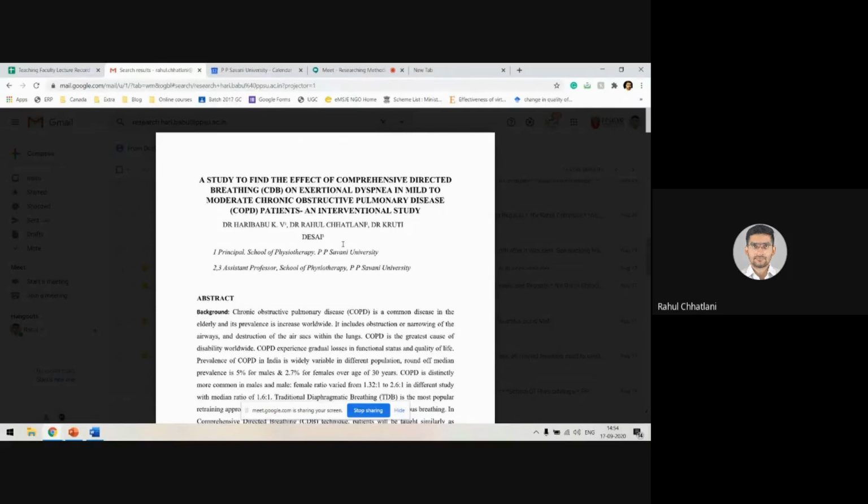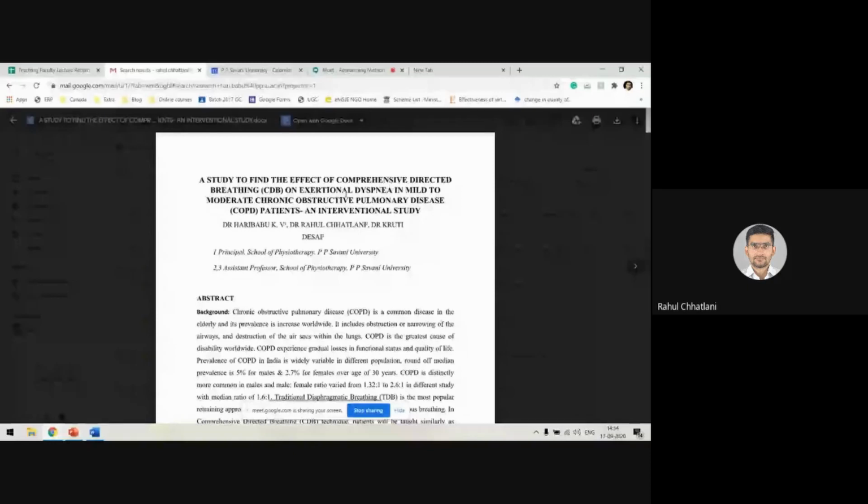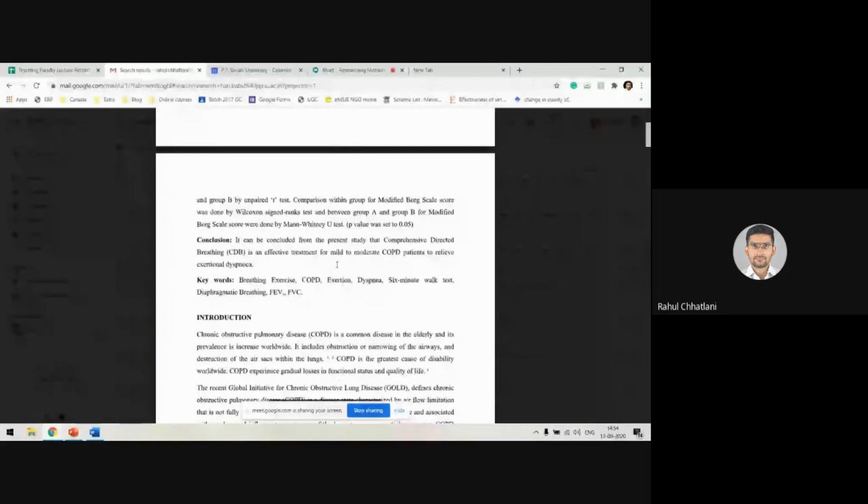exertional dyspnea will be the dependent variable. Yes. So about this, you always have to remember that in the title of the study there will be a dependent variable, exertional dyspnea, an independent variable, comprehensive directed breathing, a population, that is chronic obstructive pulmonary disease patients, and the type of study, that is an interventional study. Now I do not remember if I had written a hypothesis or not in this.